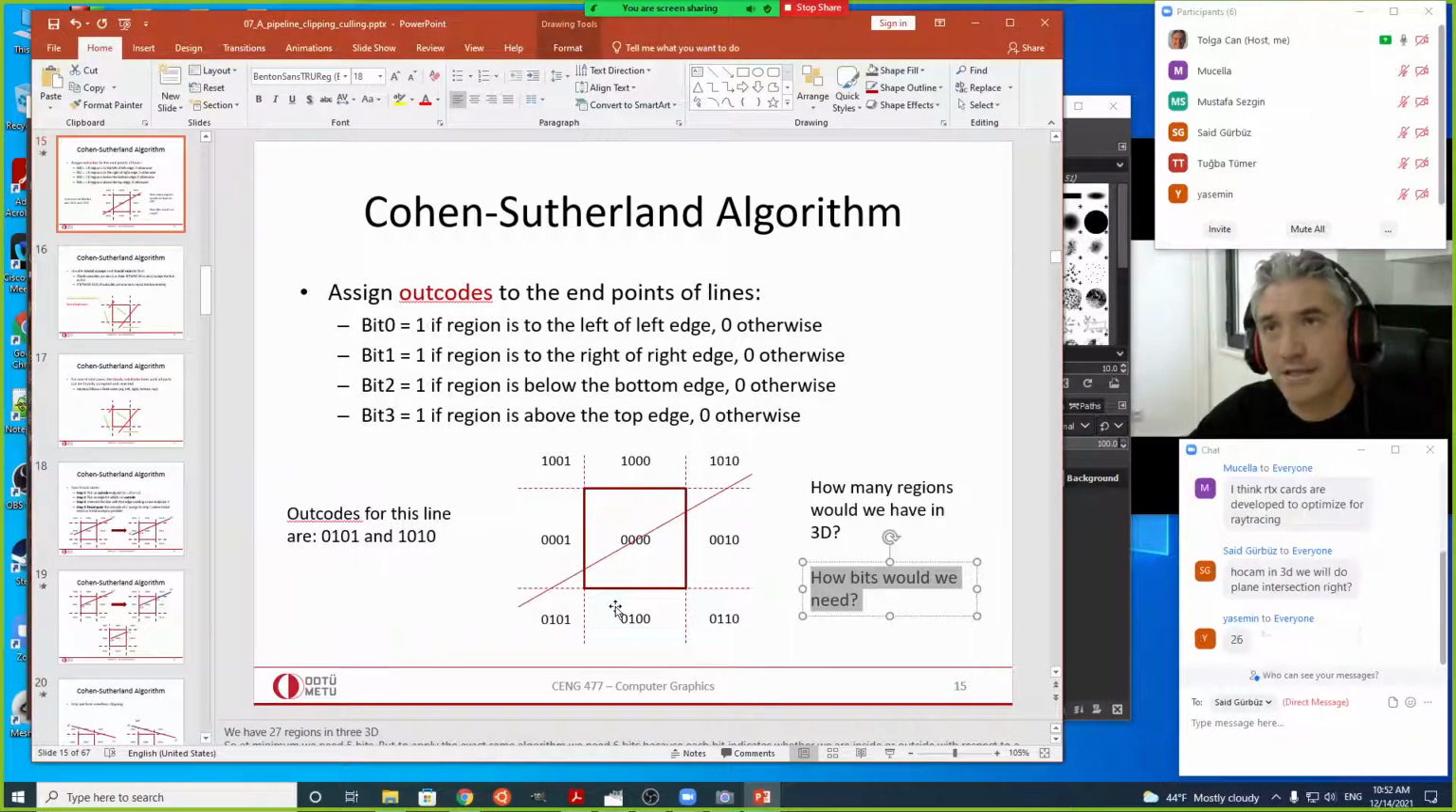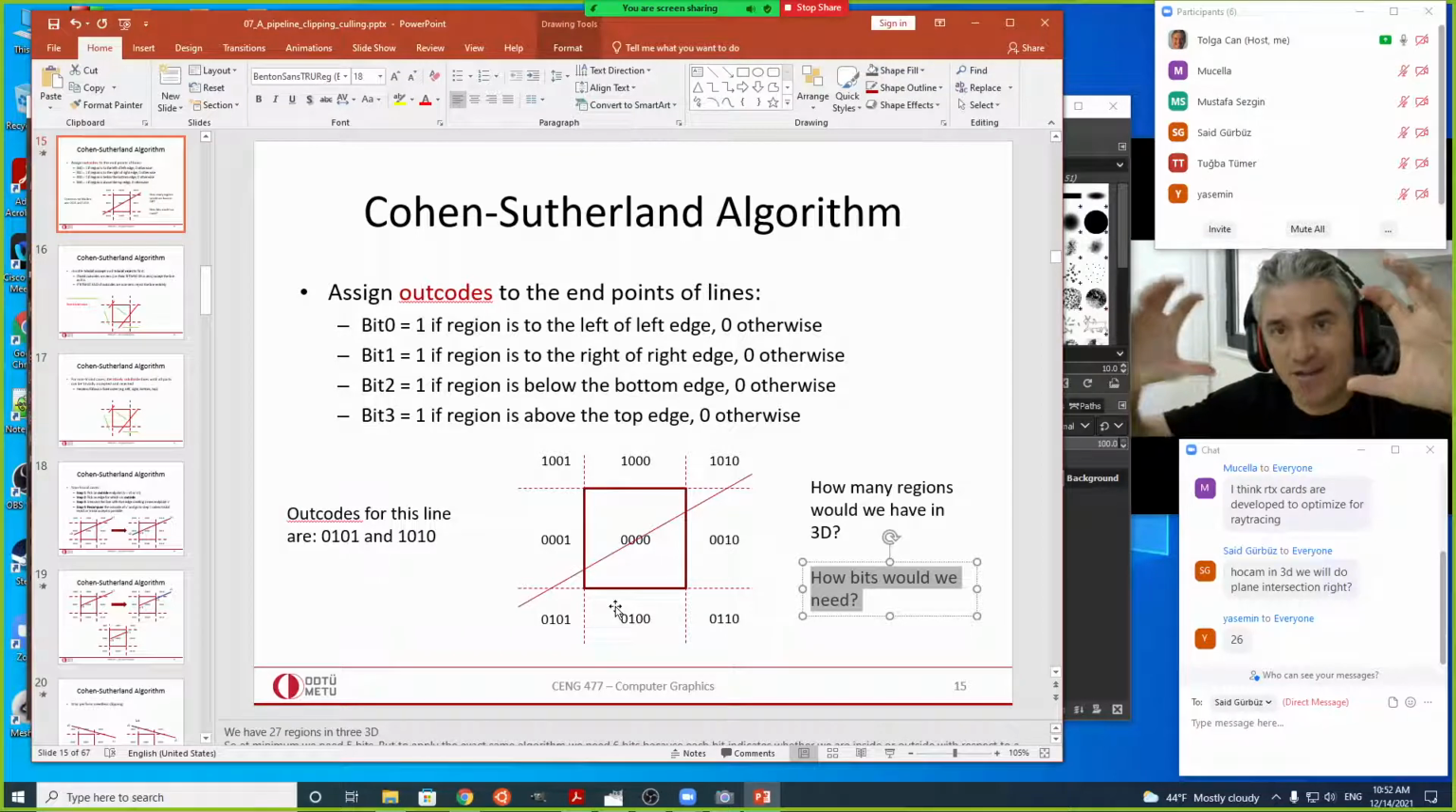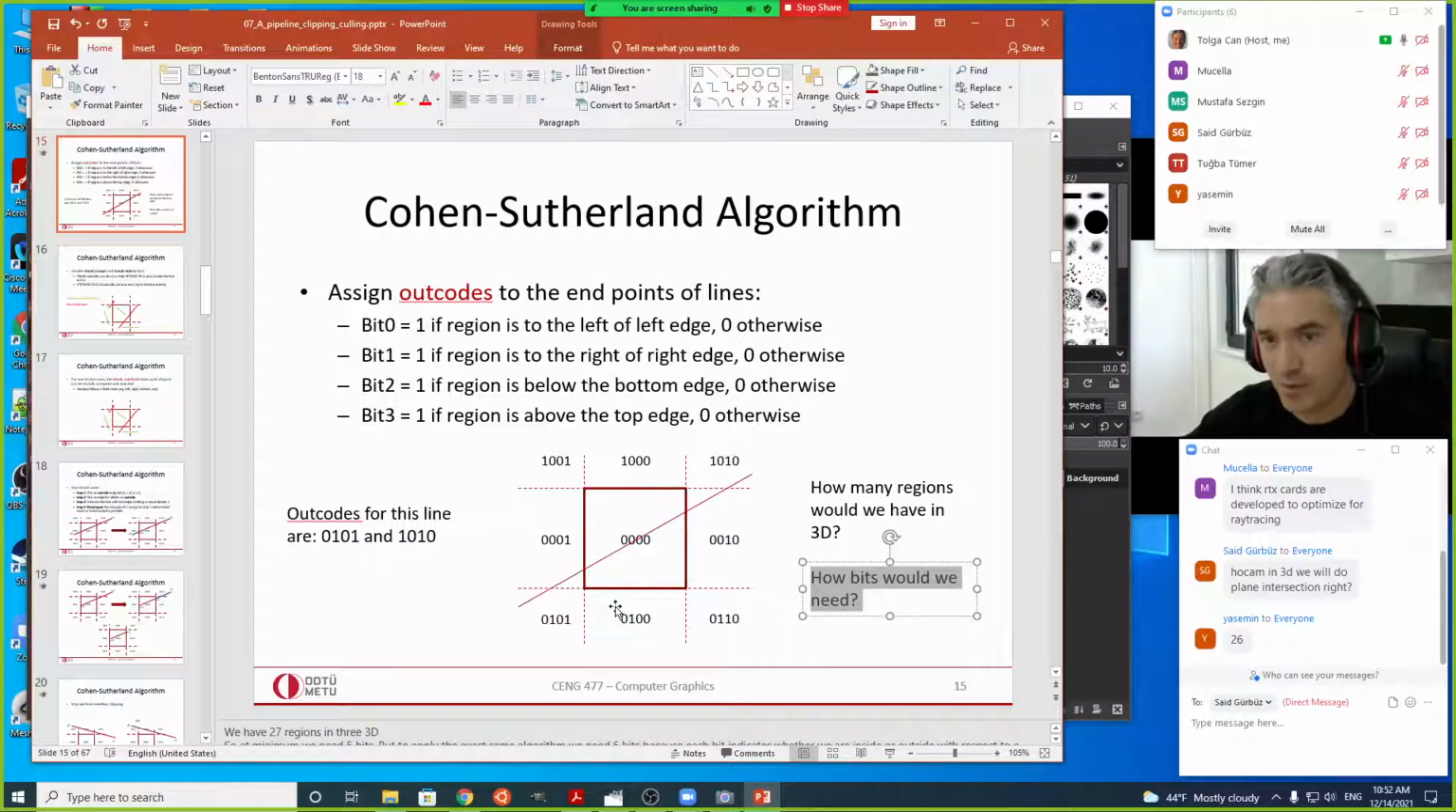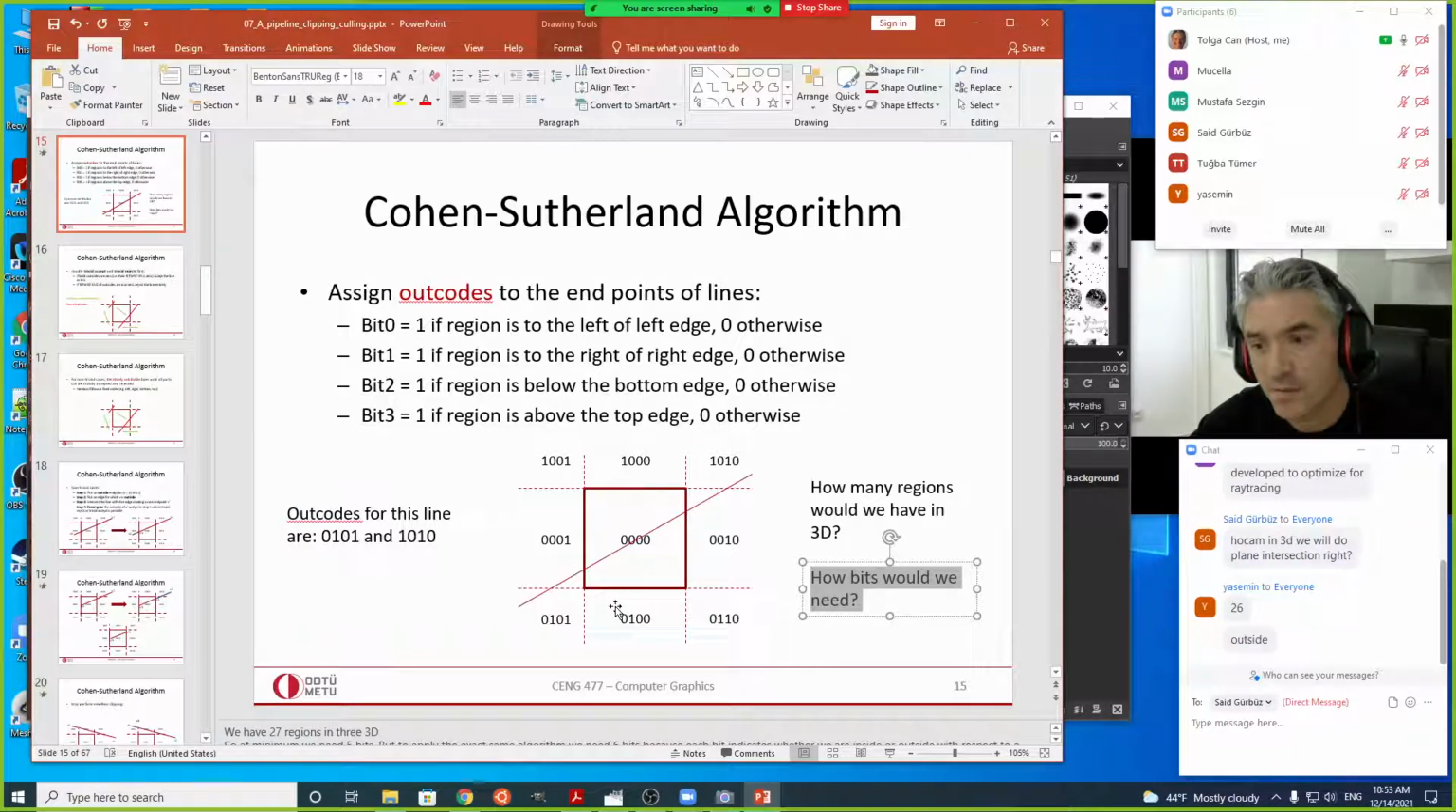I can see these 9 stacked, three 9s stacked on top of each other. There will be 27 regions, right? Or am I missing anything? 26? Yeah, maybe. 26 outside, 1 inside makes exactly 27. One of them is that inside region. So yeah, 3 stacks in 3D.